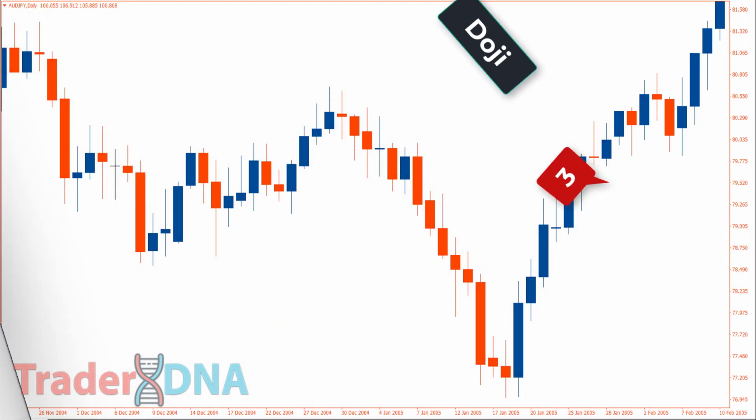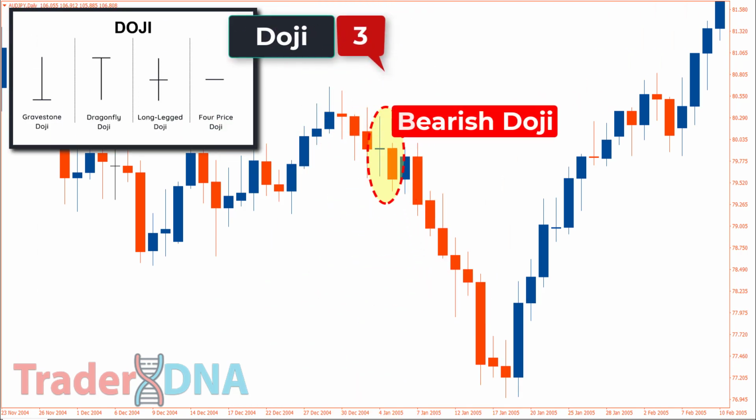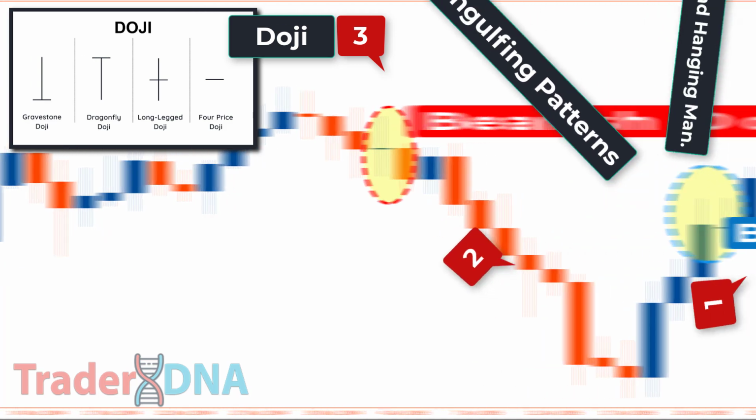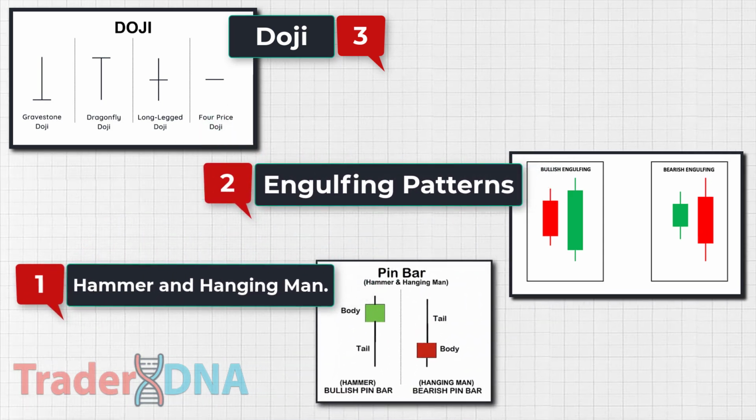Third, doji. A doji candlestick has a small body with an upper and lower wick that are almost equal in length. It represents indecision in the market between buyers and sellers. Depending on its location relative to preceding and following candlesticks, it can signal a potential reversal or continuation. These candlestick patterns are widely used by traders to analyze price action and make informed trading decisions. Understanding these patterns can help traders identify potential trend reversals, continuations, and market sentiment shifts.